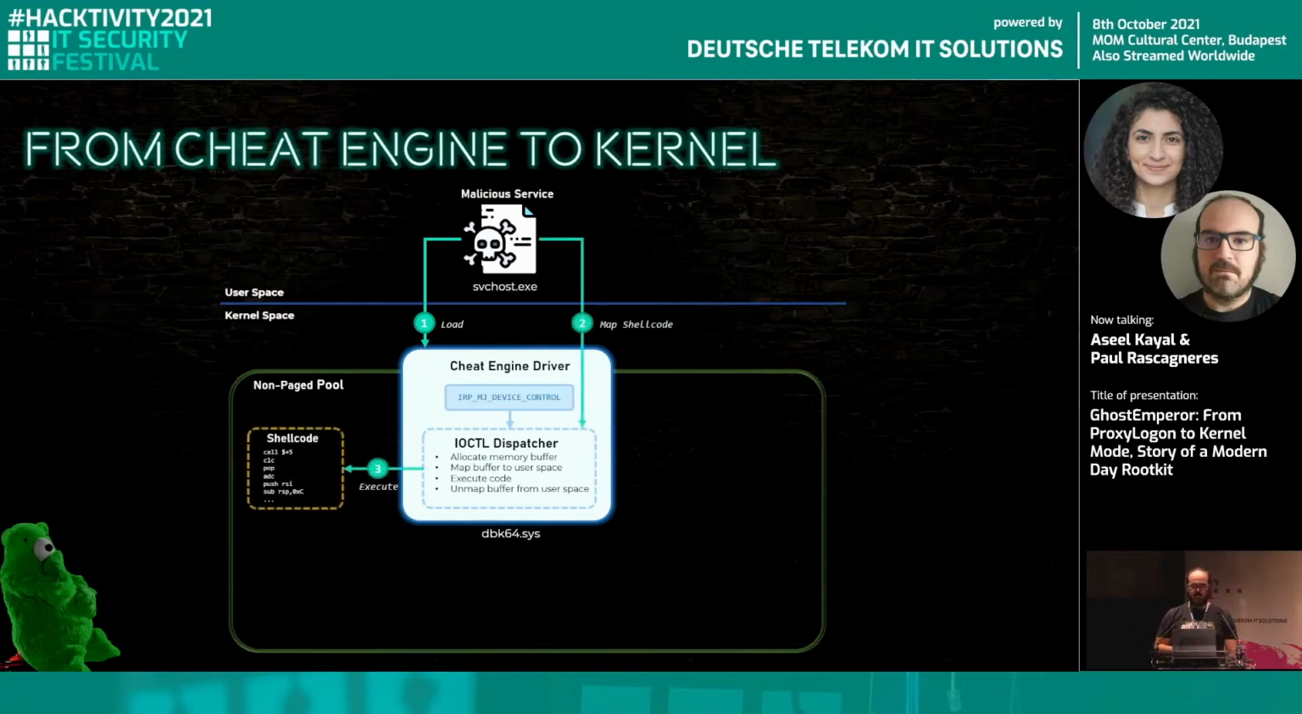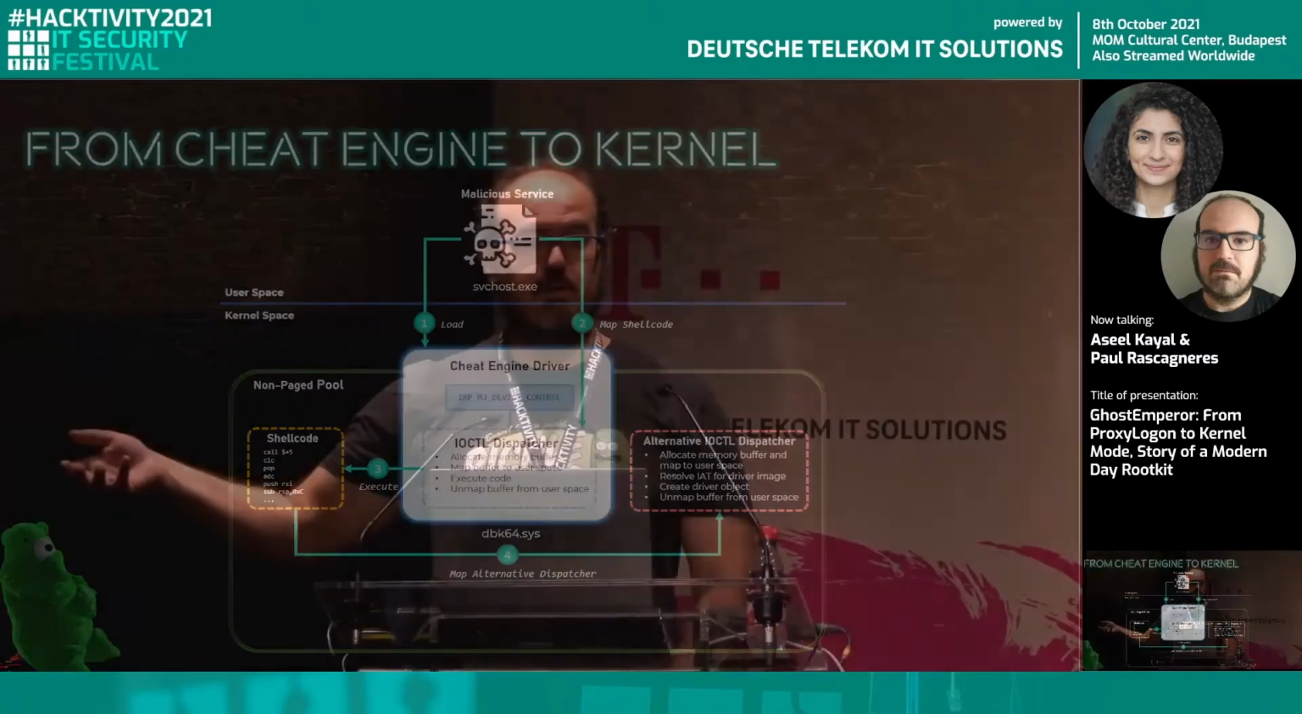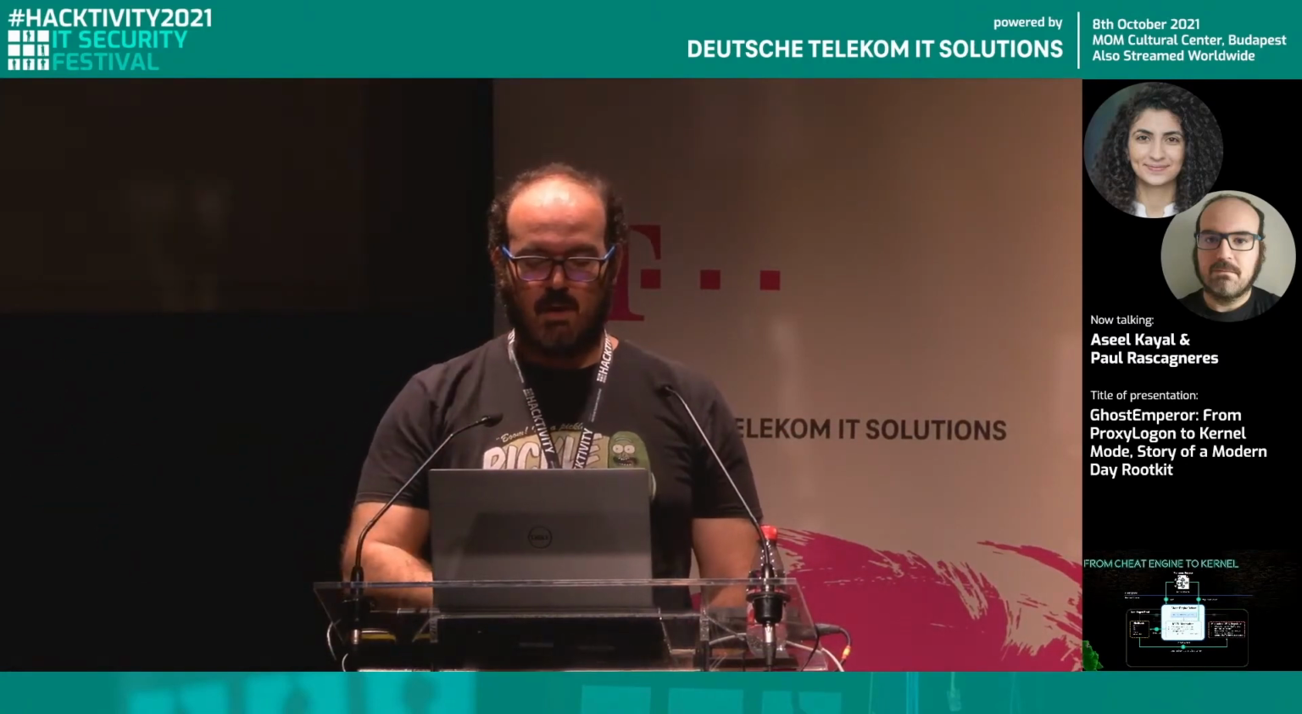And at this time, he says to the Cheat Engine driver, okay, I want to load this shellcode in kernel space memory. The shellcode is loaded. What is the purpose of the shellcode? The attacker thinks there is not enough features inside the Cheat Engine driver. So they add some additional features directly live in memory in kernel space.